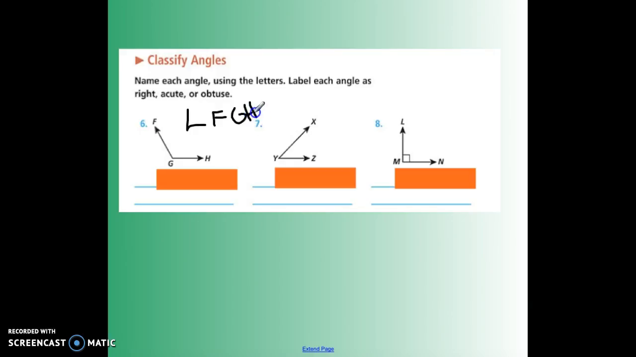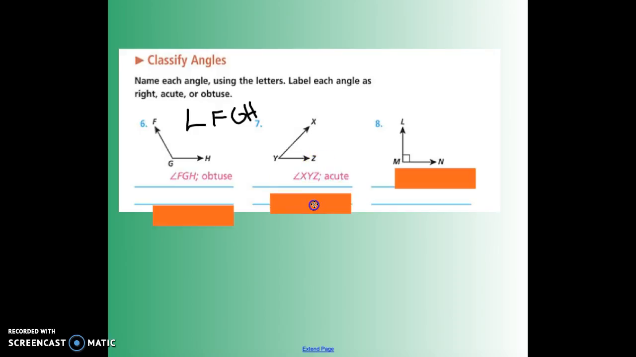So I'm going to say that my angle FGH is an obtuse angle, and it would look like this. Now in this case, I'm going to write my angle symbol again, and I'm going to label it XYZ, and I'm going to say that it is an acute angle because it is less than that 90 degrees.